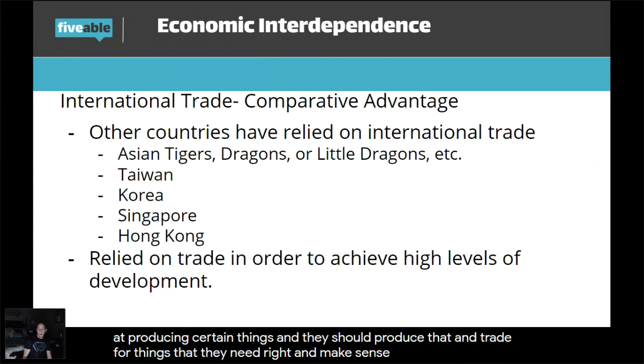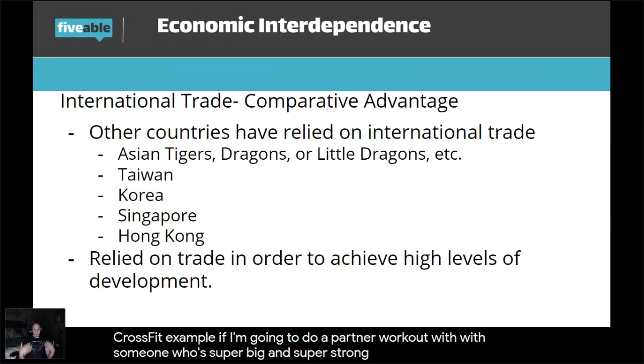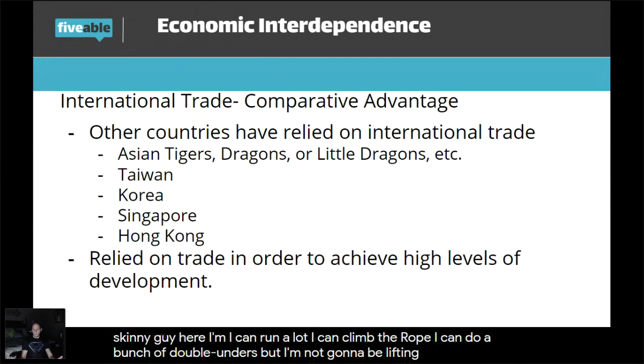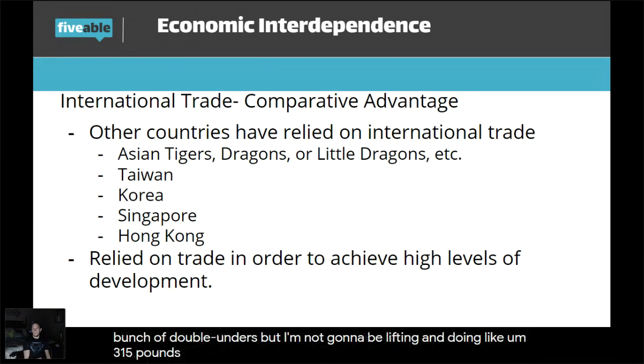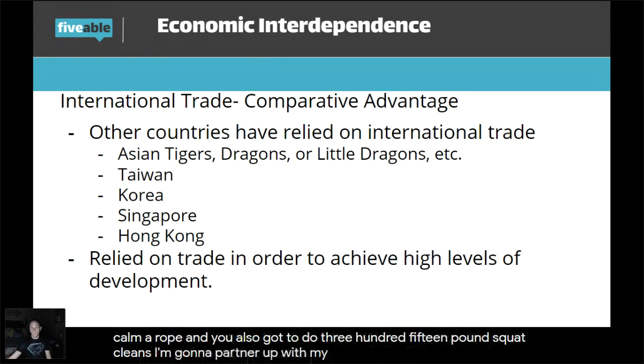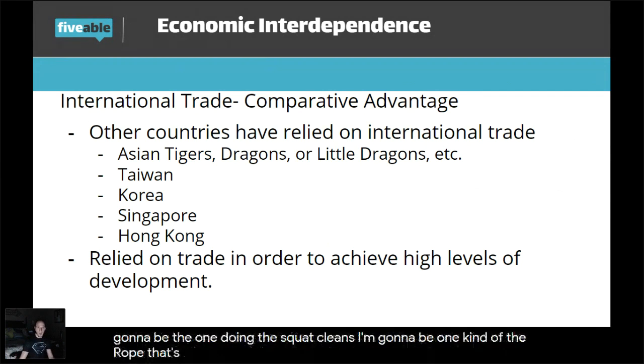It makes sense. I always like to give a CrossFit example. If I'm going to do a partner workout with someone who's super big and super strong, I mean, you see me, I'm a skinny guy here. I can run a lot, I can climb the rope, I can do a bunch of double unders, but I'm not going to be doing 315-pound squat cleans. So if we're doing a WOD where you have to climb a rope and also do 315-pound squat cleans, I'm going to partner up with my buddy Big Gus. Big Gus is going to be the one doing the squat cleans, and I'm going to be the one to climb the rope. That's basic comparative advantage, right?